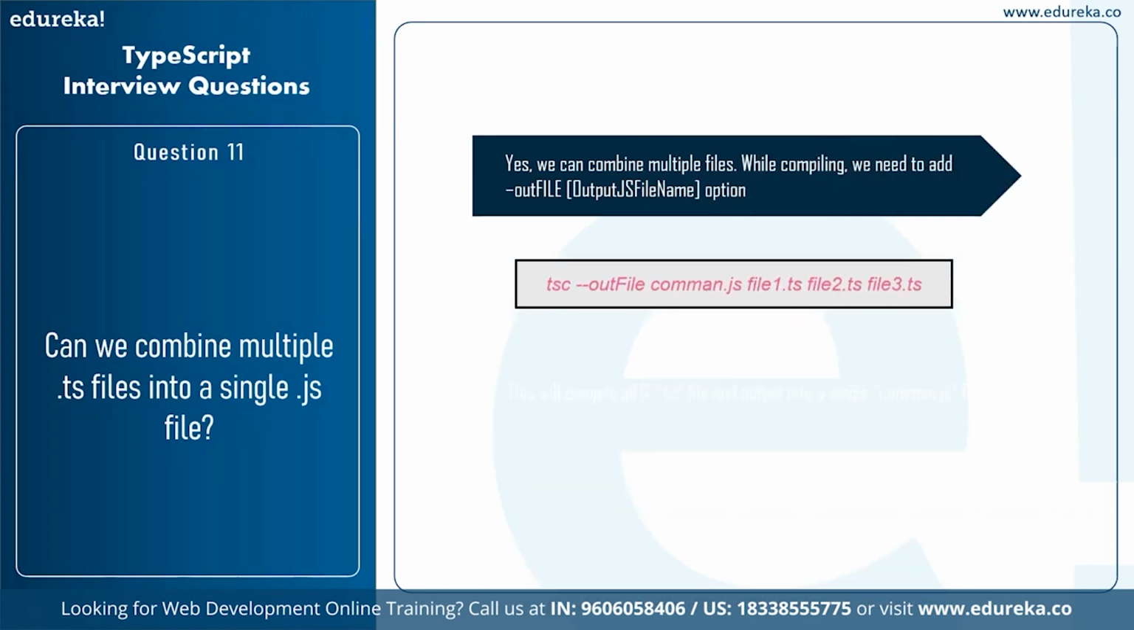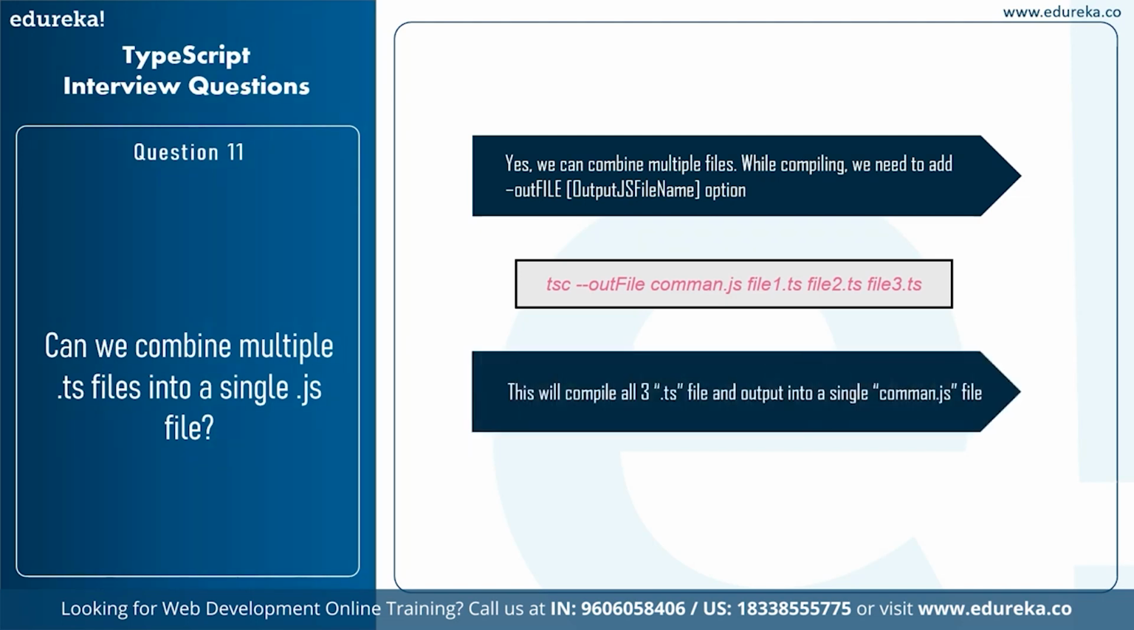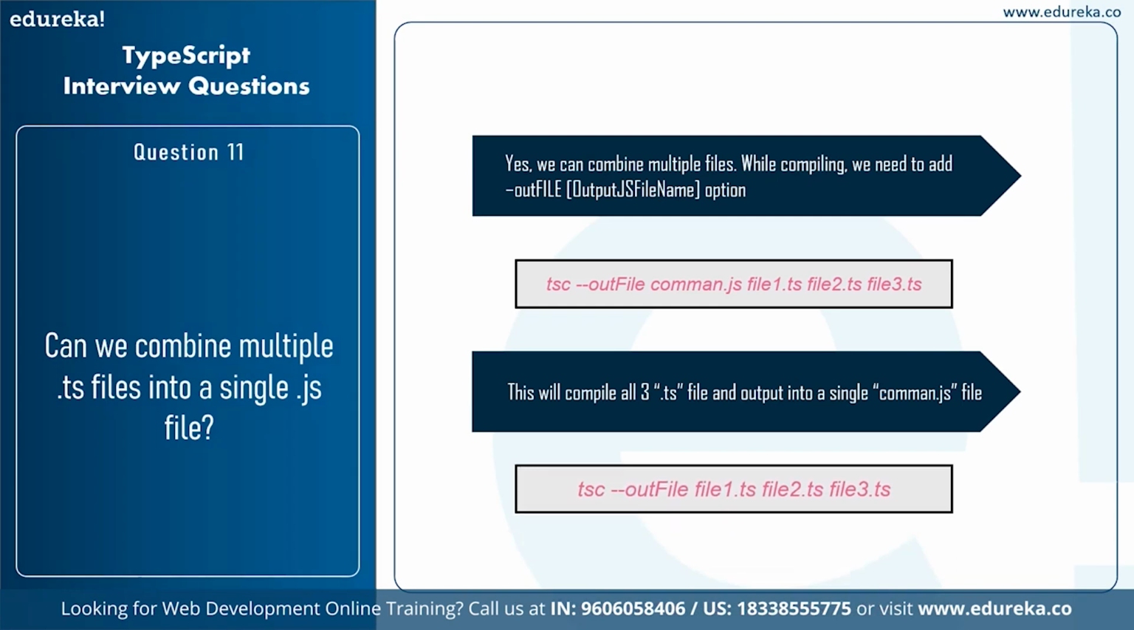Now while compiling, we need to add the outFile option, that is the output file name option. So how we can do it is, we can just use tsc, then --outFile command.js, then your first file.ts, then file2.ts, then file3.ts. Now this will compile all the three .ts files and give you the output of a single command.js file. So once you compile this, your command will be tsc --outFile command.js file1.ts file2.ts file3.ts.